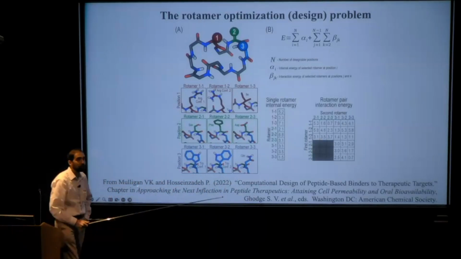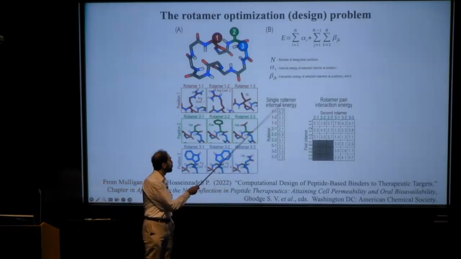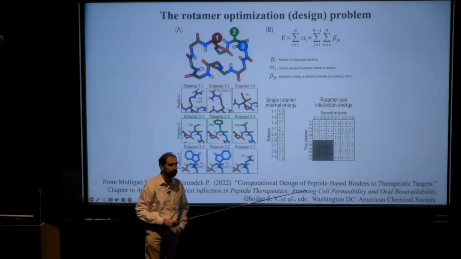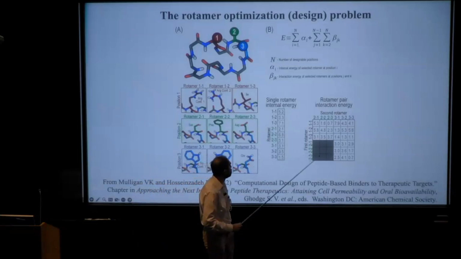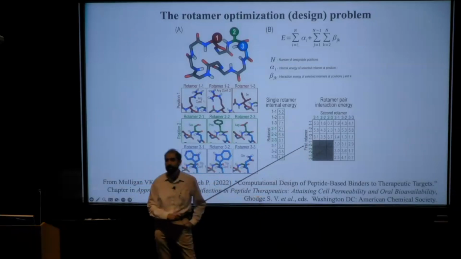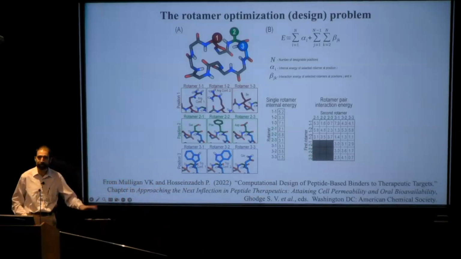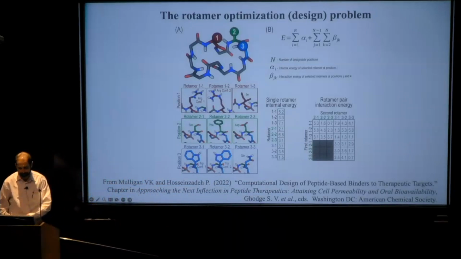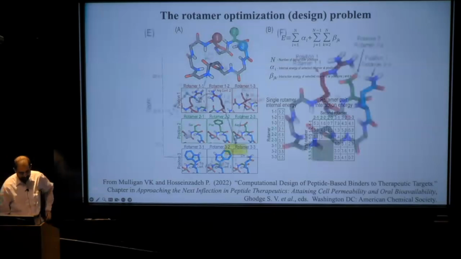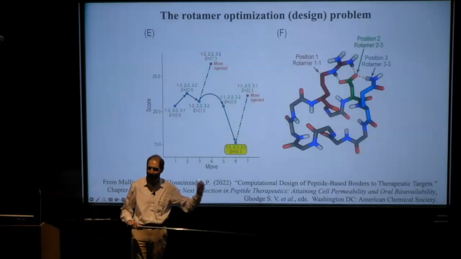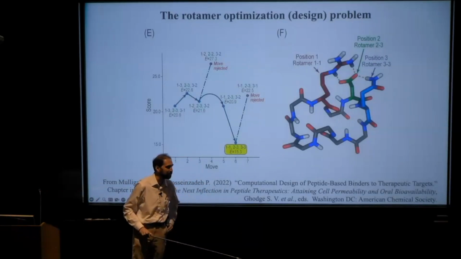And we pre-compute internal rotamer energies. This is an O(n) calculation if you've got a total of n rotamers in your problem. And we pre-compute pairwise rotamer interaction energies. This is an O(n²) calculation. So far, everything's polynomial time. It's all tractable. The thing that's not polynomial is the exponentially scaling combinatorial space of all the possible selections of rotamers that you could possibly choose.